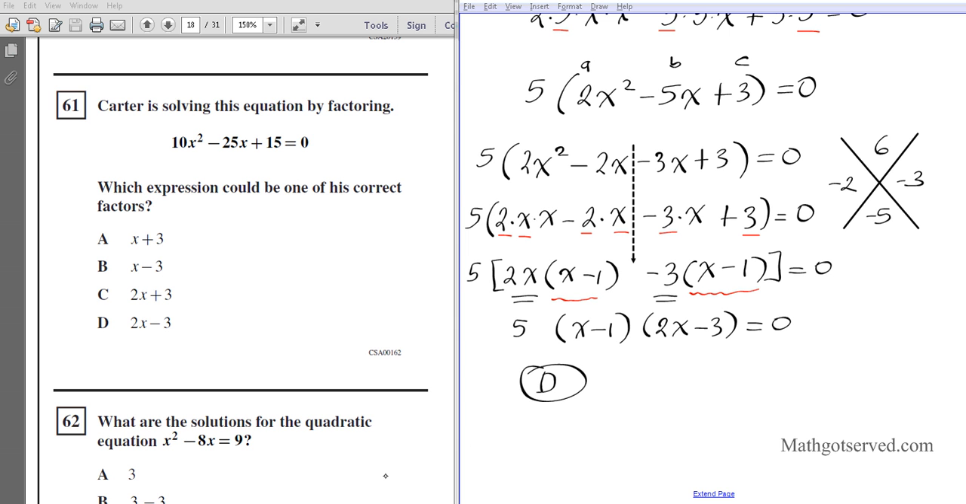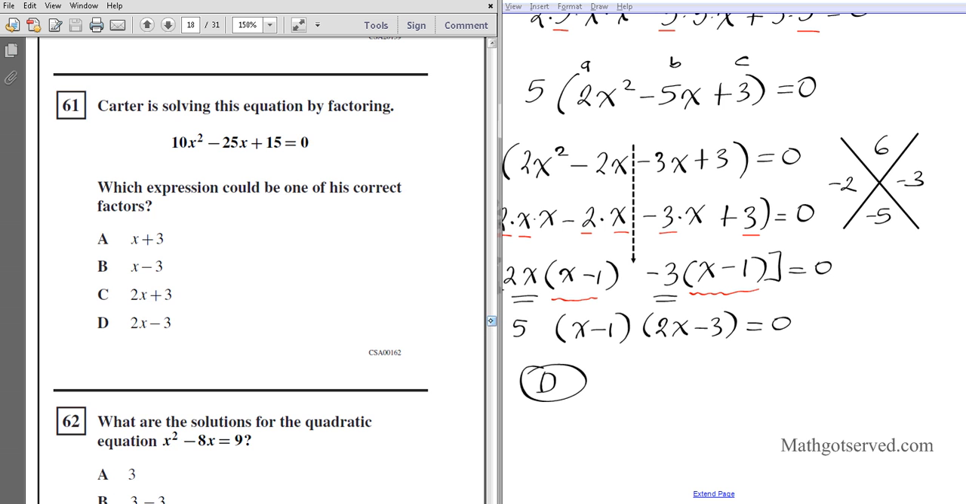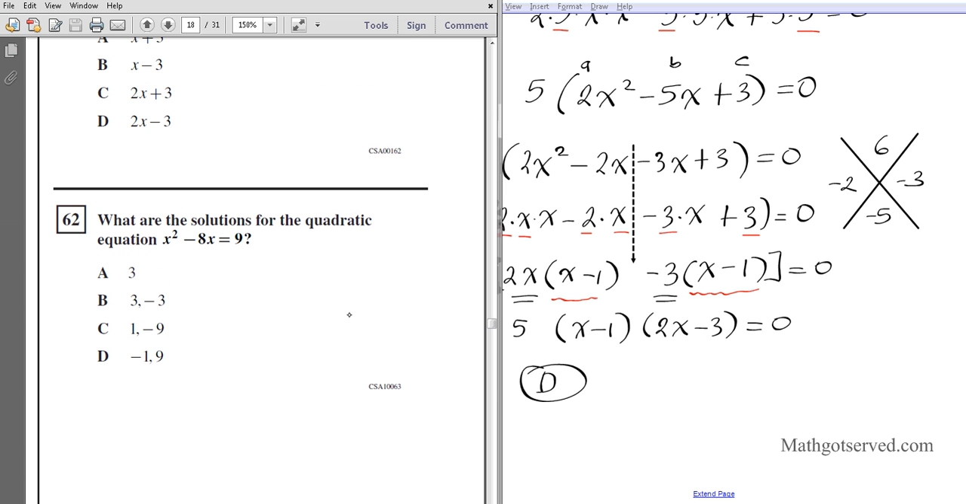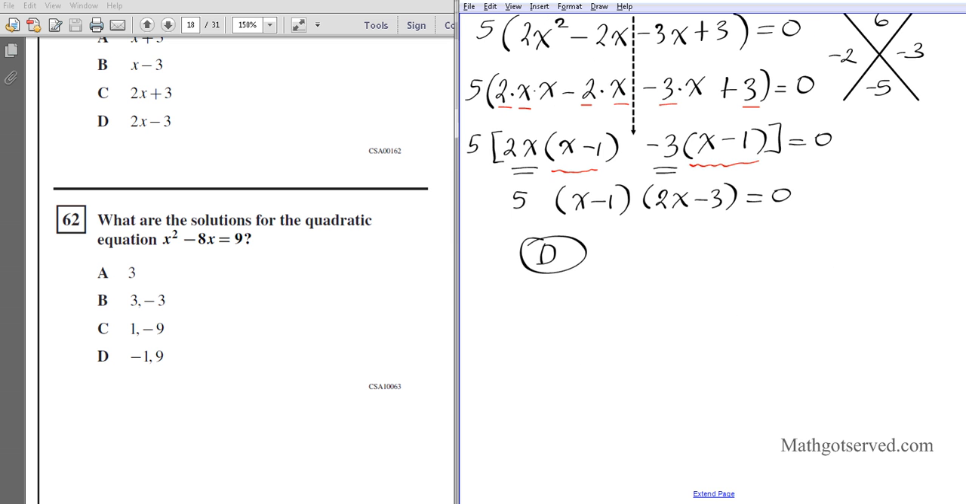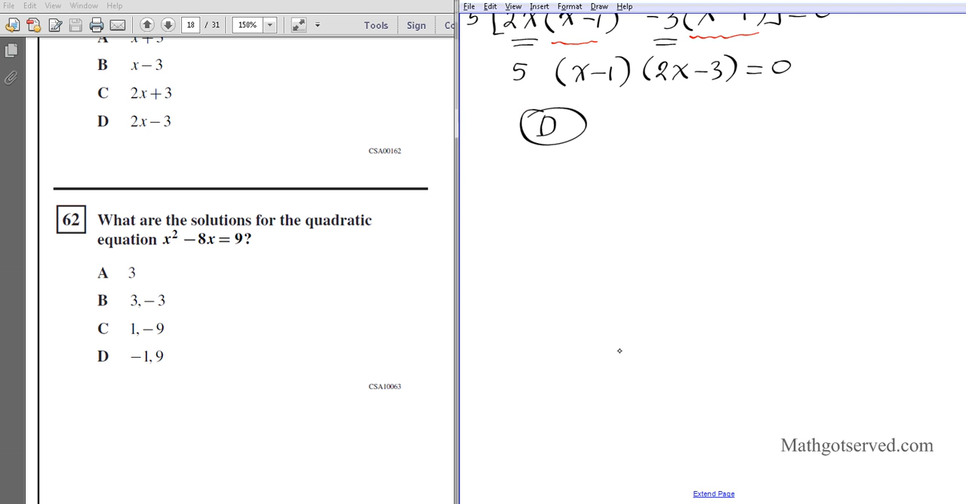All right, let's move on to question 62. It says, what are the solutions for the quadratic equation x squared minus 8x equals 9? So there are two ways you can do this. You can solve this by plugging and chugging. You just plug in the values into this question and see which one is true.